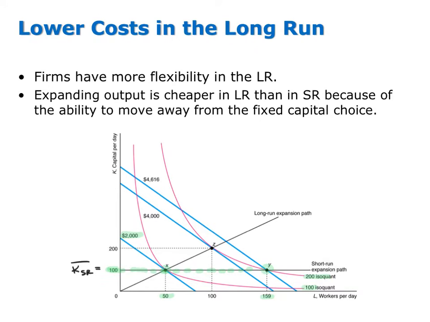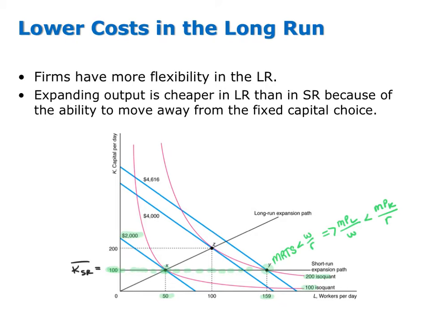Notice that bundle Y is not a point of tangency. At bundle Y, the isoquant is flatter than the isocost, meaning that the MRTS is less than the input price ratio. When that's true, the firm's getting less bang per buck from labor and more bang per buck from capital, indicating that it should, to lower cost, use more capital and use fewer workers per day.